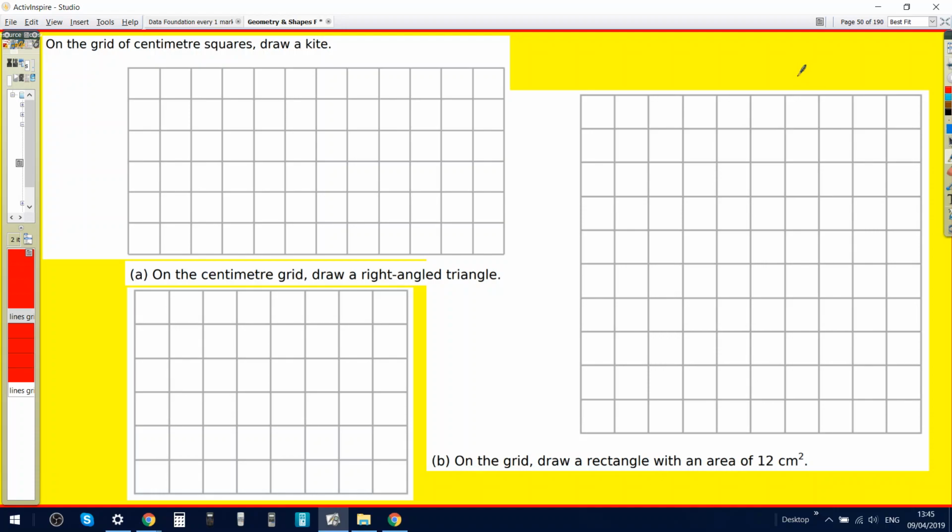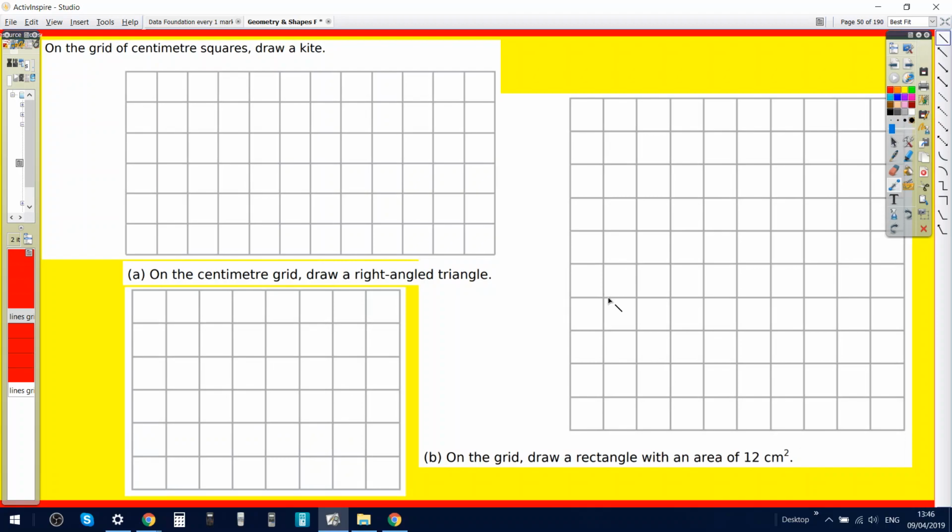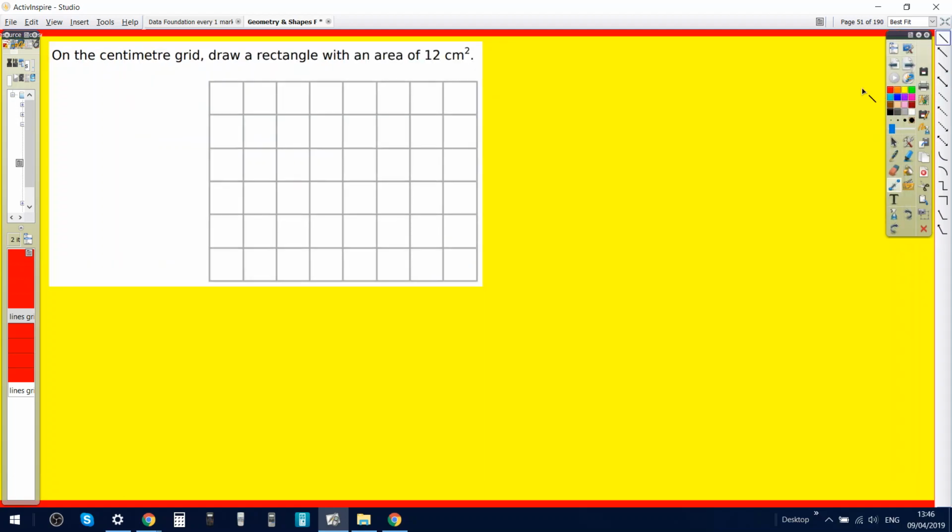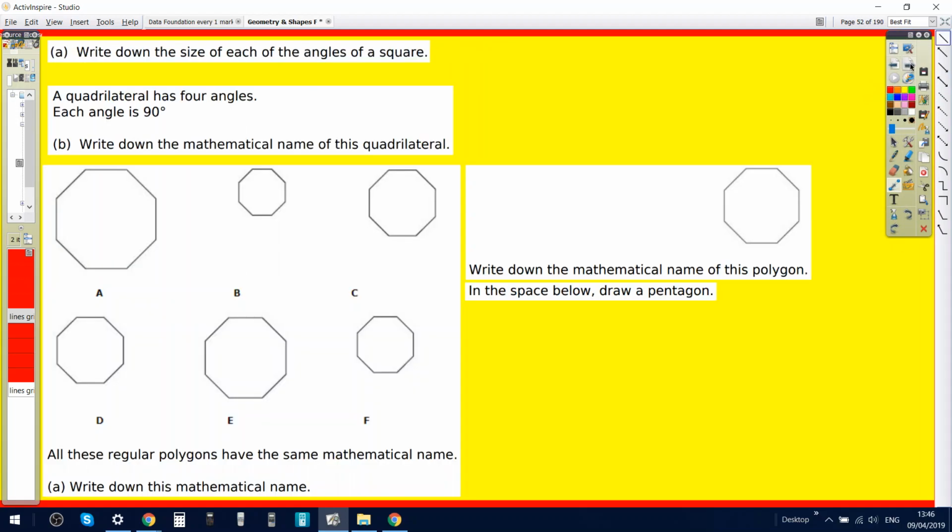All right, we'll do your easy one, the one on the right here. Draw a rectangle with the area of 12 centimeters squared. So that would be 3 up, 4 along. Yeah, fine. So 1, 2, 3, 1, 2, 3, 4.